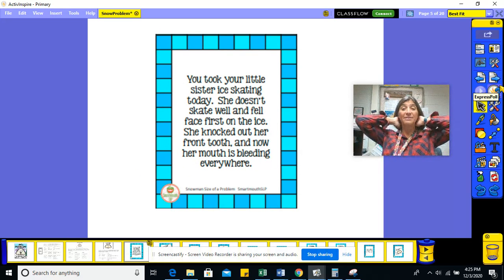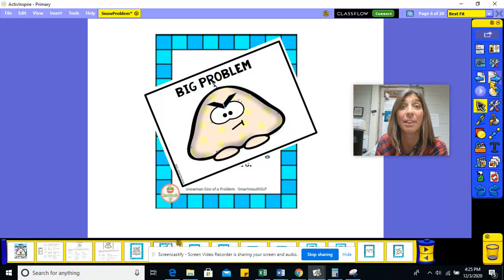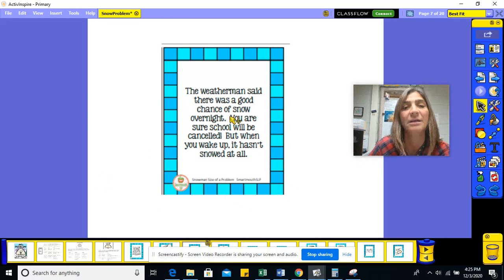All right, so here are some examples. Let's try to decide if we think these problems are big, medium, or little problems. You took your little sister ice skating today. She doesn't skate well. She fell face first onto the ice. She knocked out her front tooth, and now her mouth is bleeding everywhere. There are some clues in there, you guys. Bleeding. That's a clue. We're going to call this a big problem. Yep, knocked out. Somewhere between medium and big. Do you need a grown-up's help? Yep, you do.